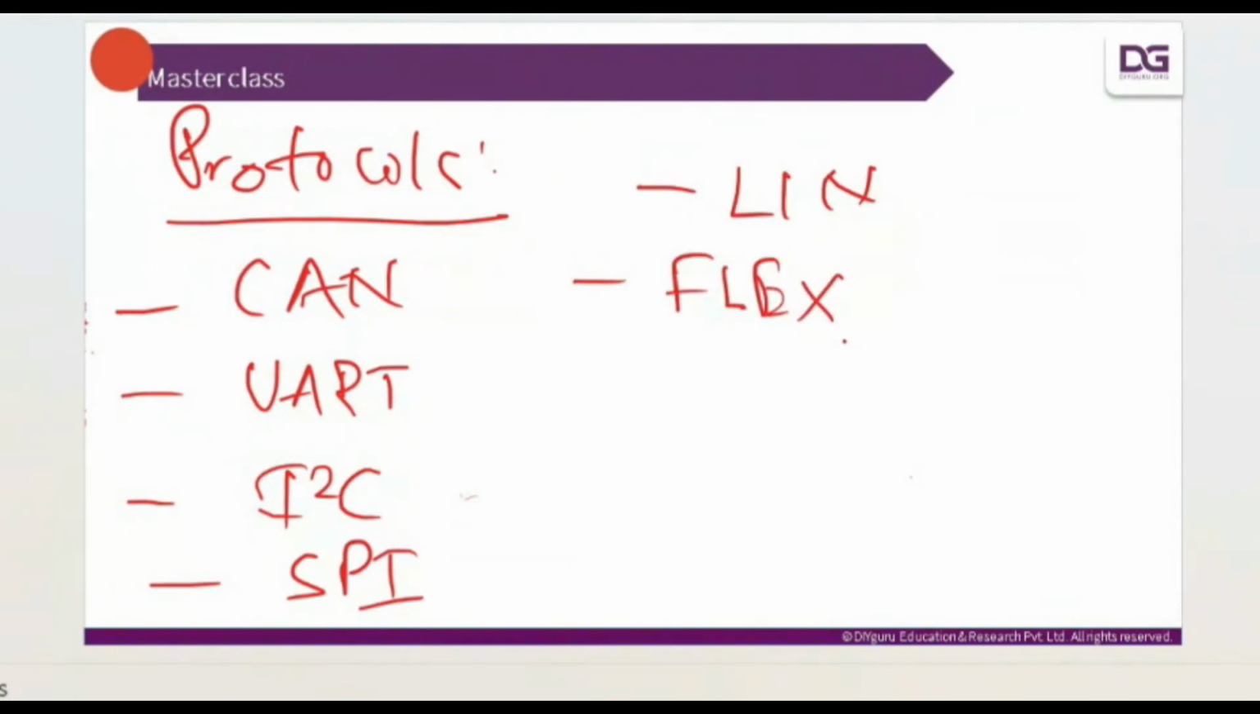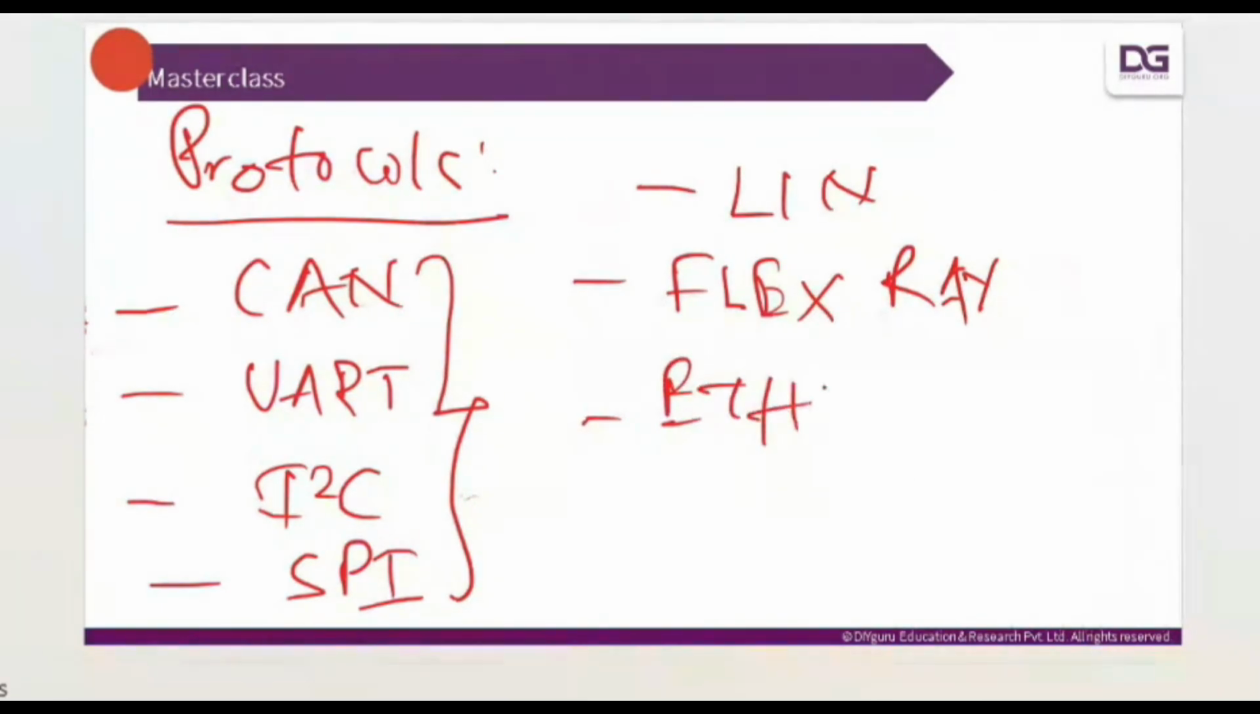So I'm just naming those important protocols which you should know if you are targeting embedded systems in EV. But see, you cannot learn all things at a go. For example, you start with the first four protocols: CAN, UART, I2C, SPI. Then you can move to the others, for example LIN, FlexRay, or Ethernet. These are the prominent ones, and you need to know all these things.